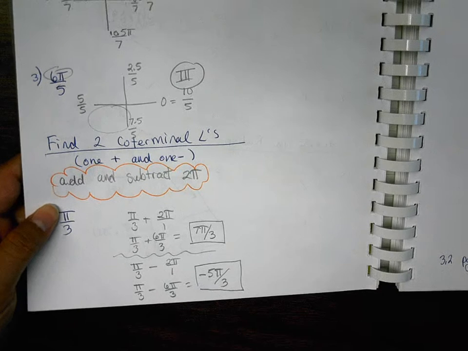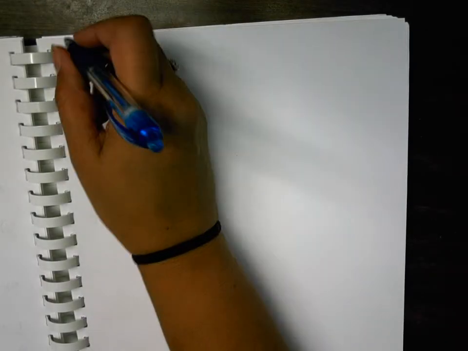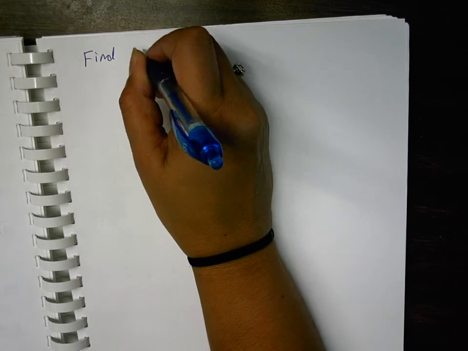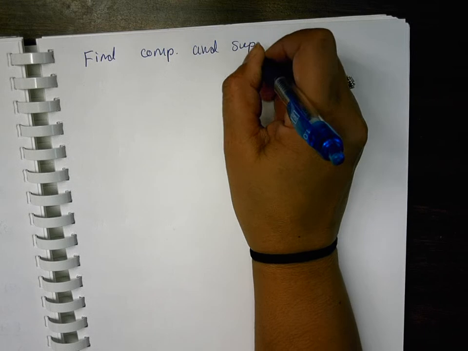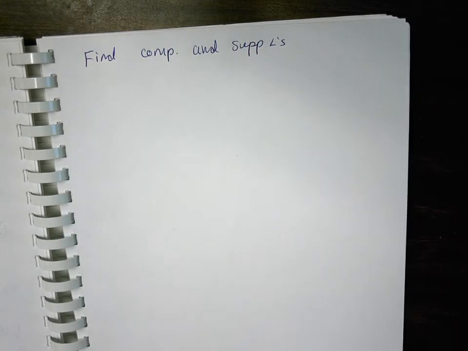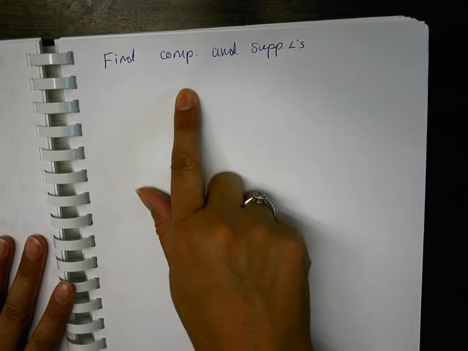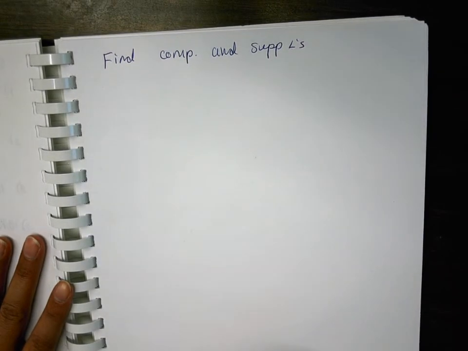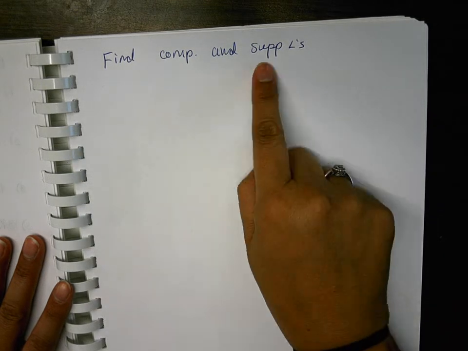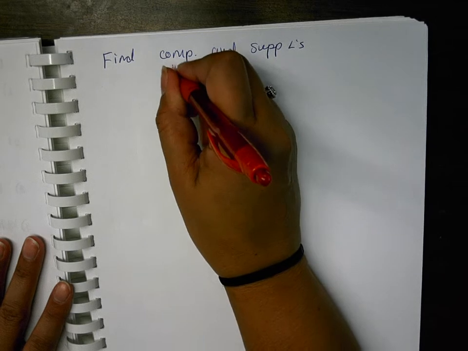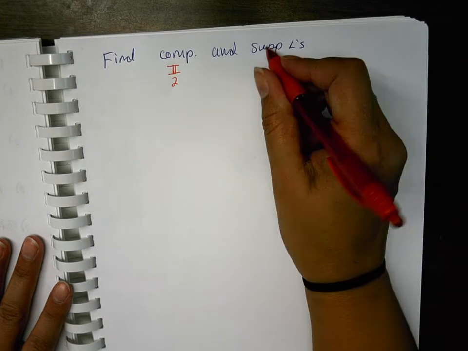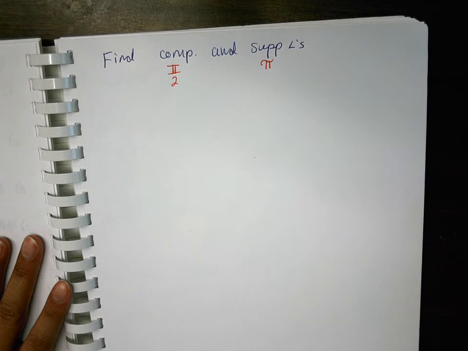All right. Like block day, we're going to find complementary and supplementary angles. What's complementary? Angles in degrees, 90, and supplementary is 180. In radians, complementary would be pi over 2, and supplementary will be pi. Yes? All right.